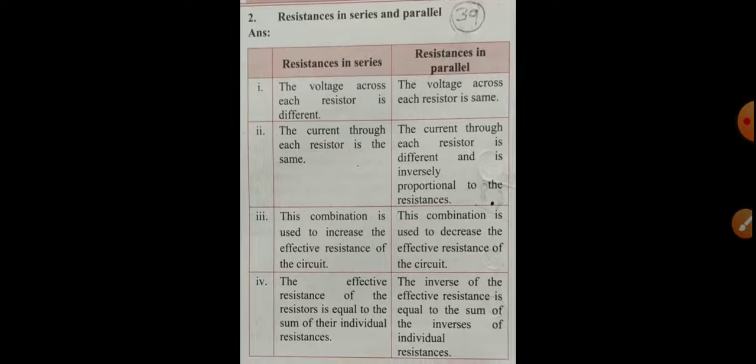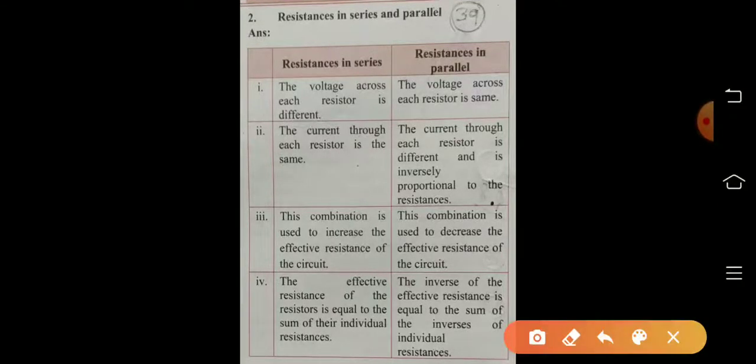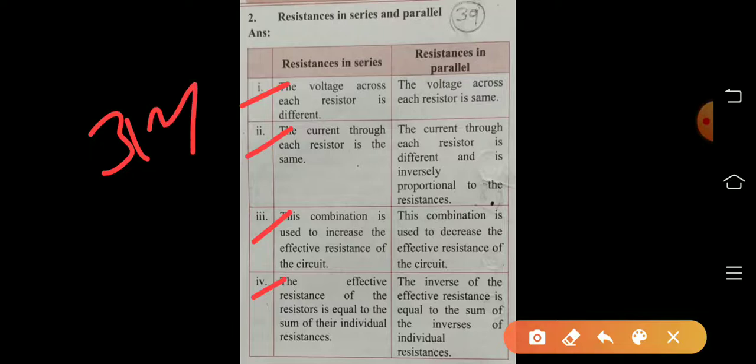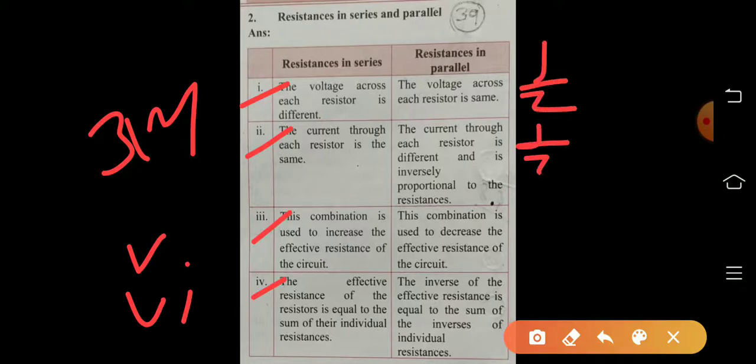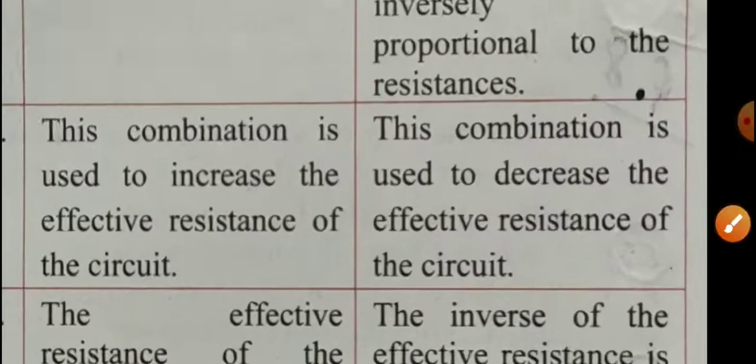This distinguish is asked for 2 marks. If a distinguish asks for 2 marks, how many points do you write? 4 points. If the same distinguish is asked for 3 marks, then how many points? You write 2 more points, that is point number 5 and 6. Each point you get what? Half a mark only. Both points are required to be correct, then you get the marks. Otherwise you lose marks. Next one.